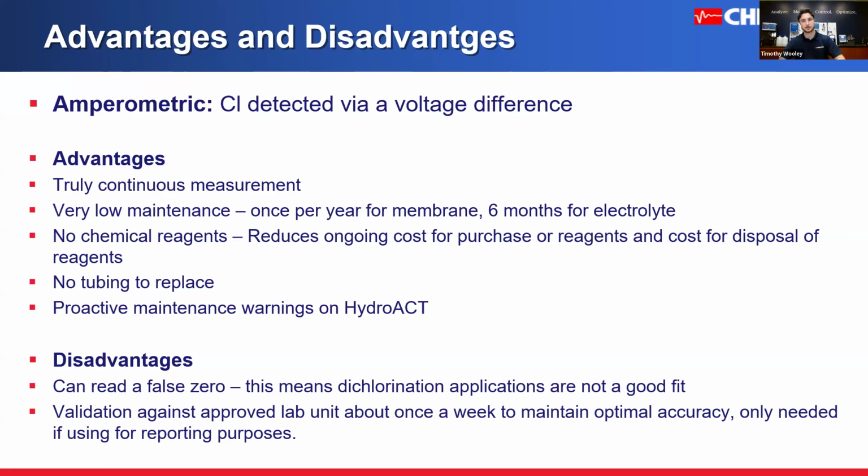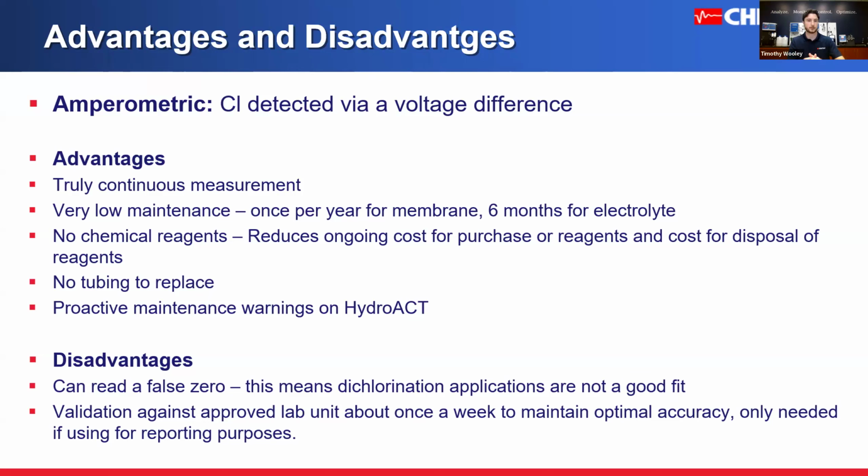A couple of disadvantages of this technology is that they can read a false zero. This means that if you're going to be putting them into an application where there is no chlorine in the water, these might not be the best fit. You want to have at least a small amount of chlorine in the water at all times to best take advantage of the great performance of an amperometric probe.